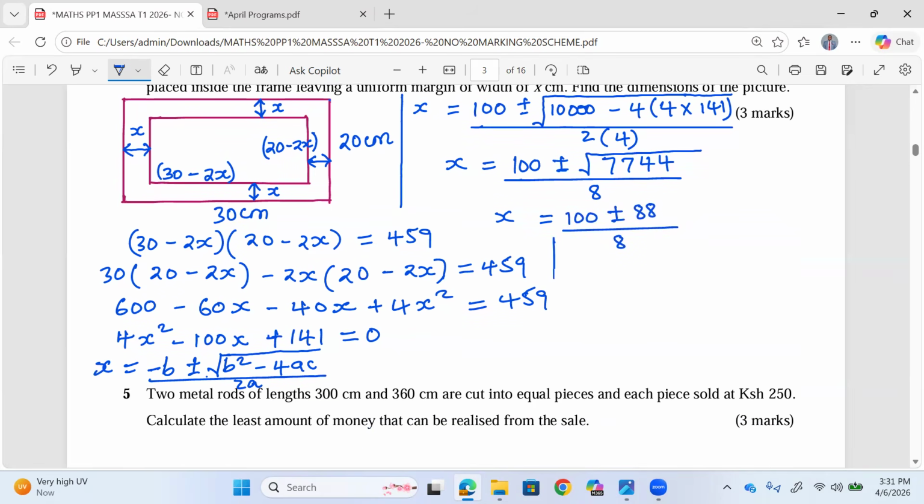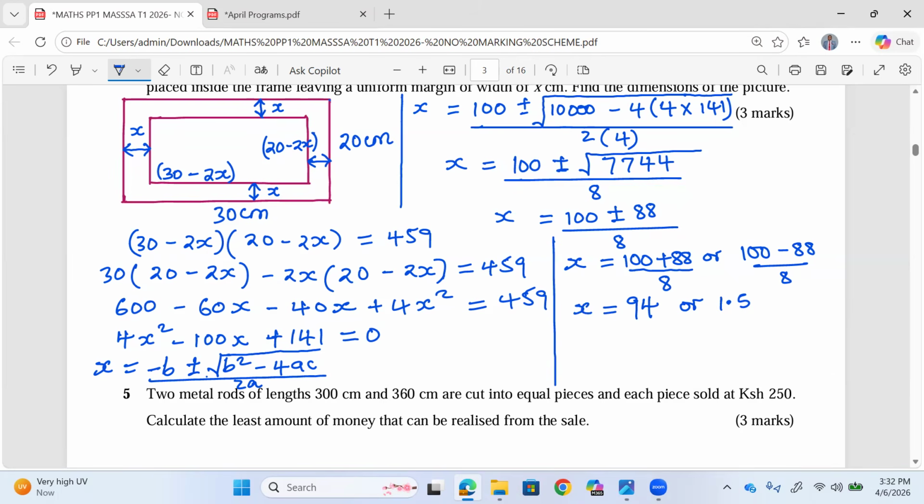So now we can find the two possible values of x. x is going to be either 100 plus 88 over 8, or 100 minus 88 over 8. 188 over 8 gives us 23.5... or 100 minus 88 over 8, that gives us 12 over 8, exactly 1.5. So x can be these two values.